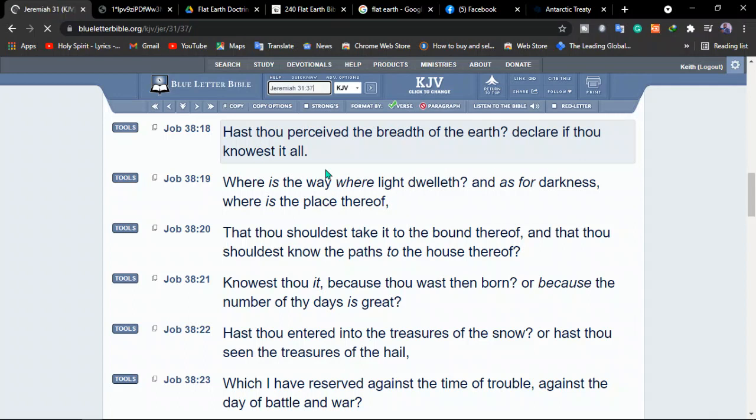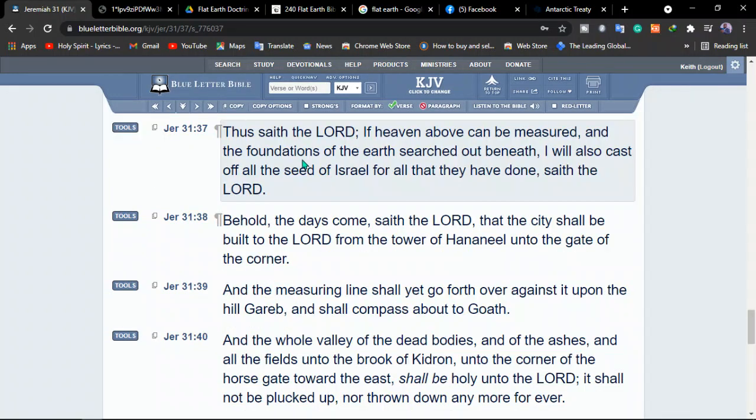Let me show you another verse. Jeremiah 31:37. Thus says the Lord, if heaven above can be measured and the foundations of the earth searched out beneath, I will also cast off all the seed of Israel for all they have done, says the Lord. He says, if anyone can measure, then I will cast off all the seed of Israel for all they have done. Because nobody can measure.